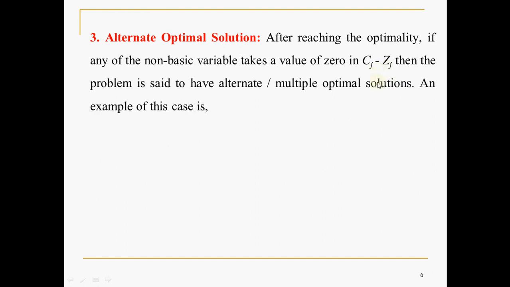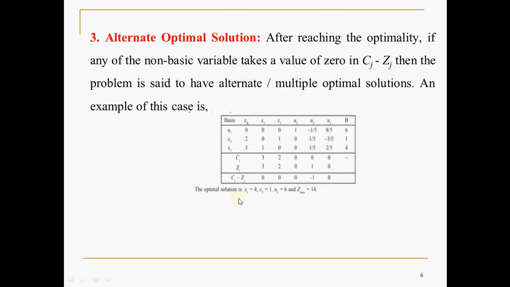An example for this case: after reaching optimality, now we have attained optimality, because all Cj minus Zj in this case are less than or equal to 0. But if you carefully observe, how many slack variables do we have? 1, 2, 3. So u1 is taking 0, and also u3 is taking 0. Of course, u1 has appeared here, like x2, x1. Now what is happening here?